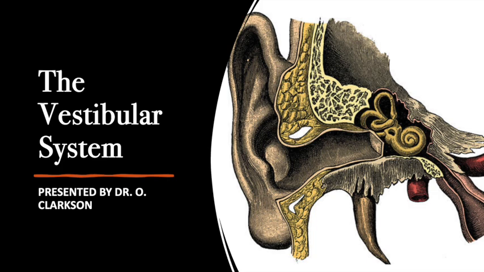So as you see the depiction whenever you look at a textbook of the vestibular system, it just looks like there's these really cool structures, right? But these are all part of the bone. They're all embedded within bone.